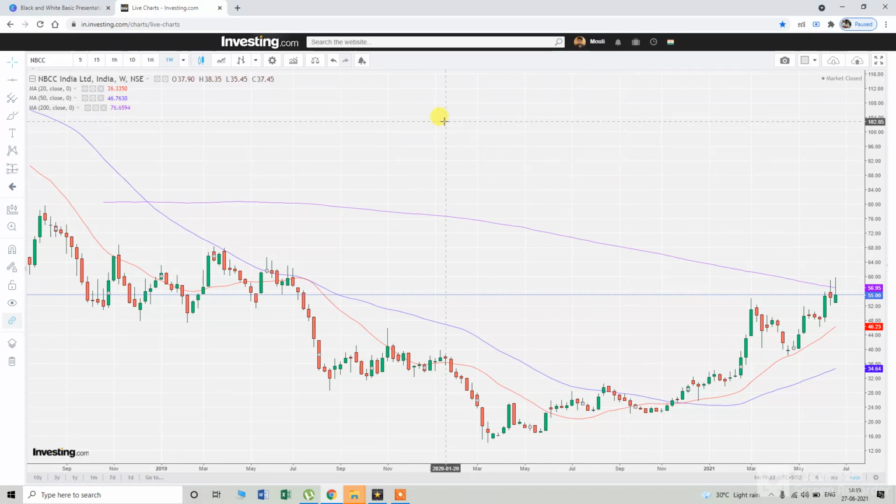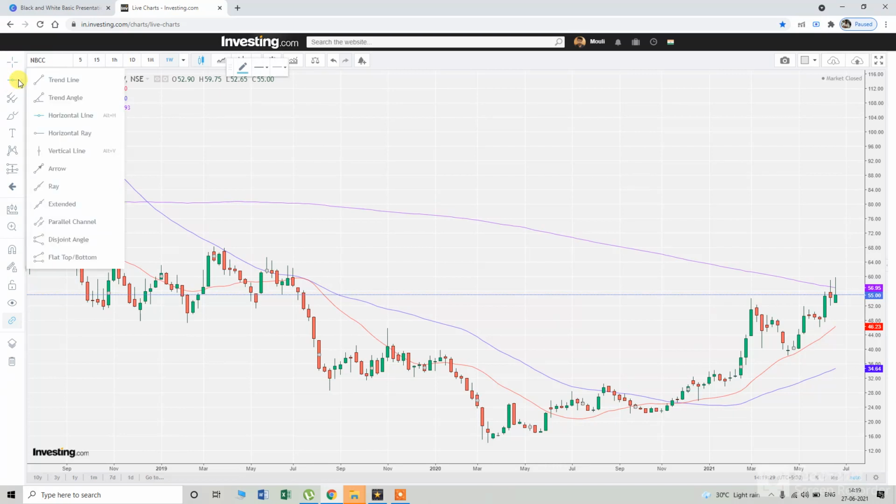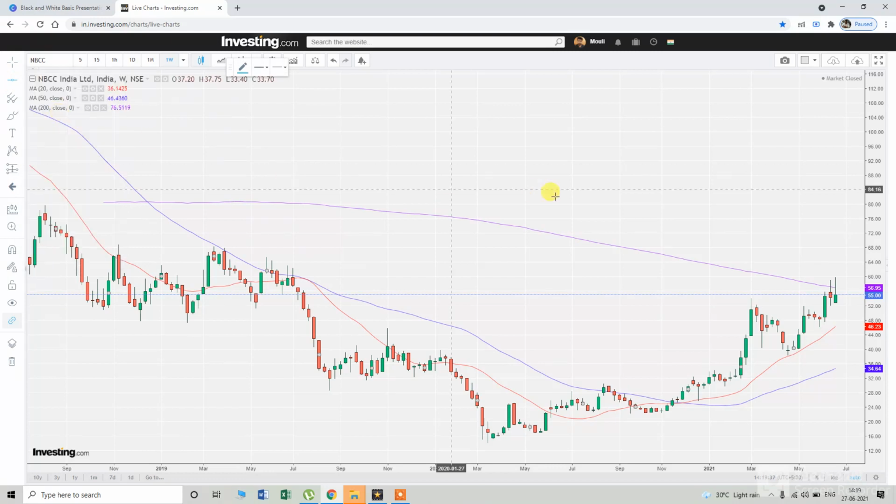Now the first aim is to draw the resistance. I'm drawing the resistance first. Later I will show you how to draw support. So this is the horizontal line. Clicking that, and in the previous few minutes I told you that the resistance is the unbroken high which was formed in the previous days, right?